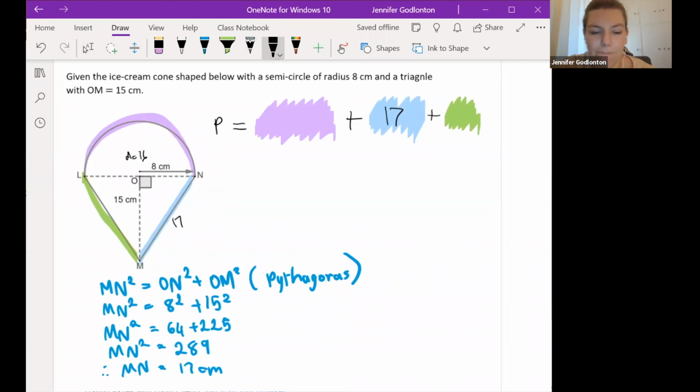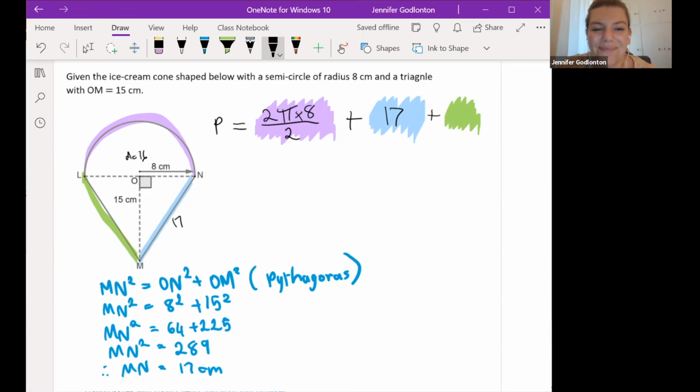And then I said P equals pi R plus D. So I'm just going to write it in the same way that we were writing just now. So I'm going to write 2 pi times 8 over 2. But if you wrote pi times 16 over 2, then that's also fine. Yes, ma'am. Okay, cool. So that's our purple and our blue. What's our green?